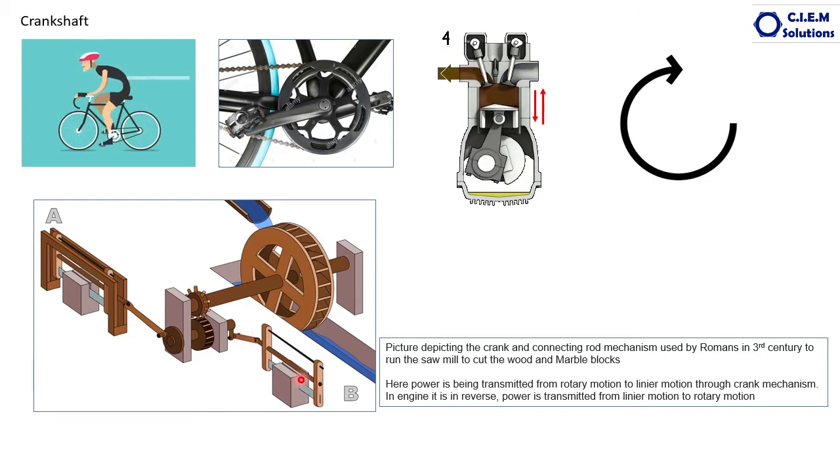Same mechanism was used by the Romans even to cut the marble blocks also. This is the crank mechanism used by the Romans 17 centuries ago. But here is one difference between the internal combustion engine and this mechanism: here, the rotary motion is converted into linear motion. Again the mechanism is crank. So this is the concept used by the engine manufacturer to convert the linear motion into rotary motion.